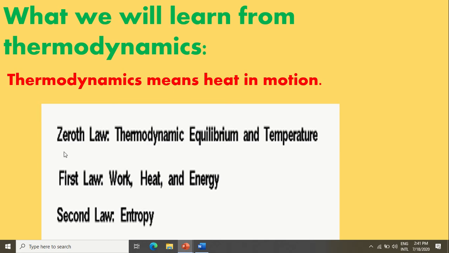From this chapter, we will be able to learn Zeroth law that will explain thermodynamic equilibrium and temperature. First law, work, heat and energy. Second law, entropy.